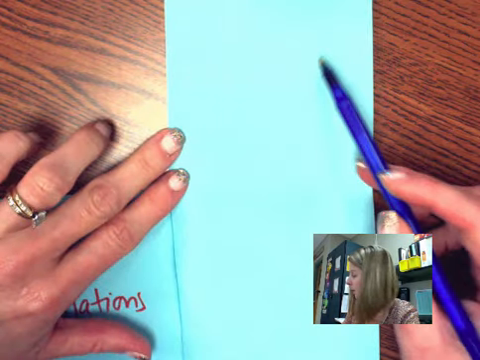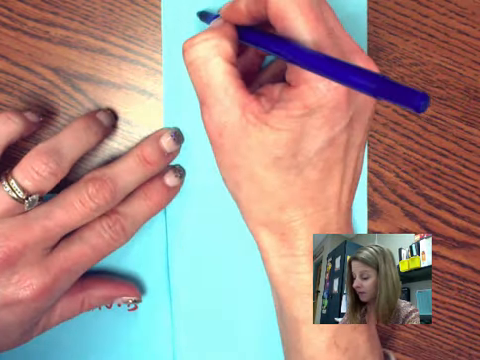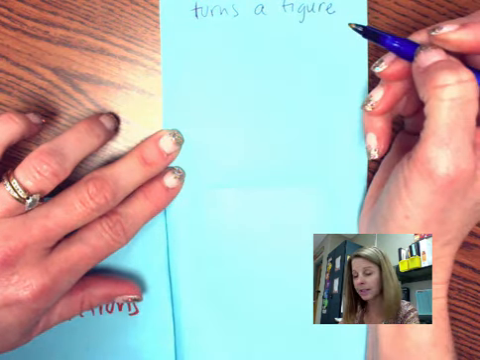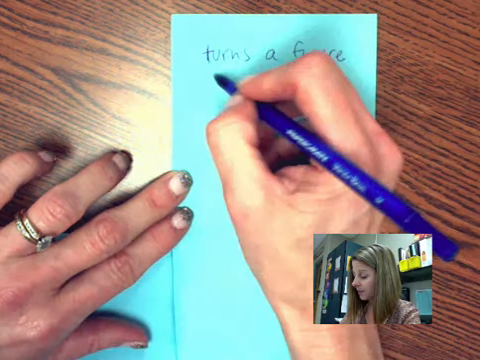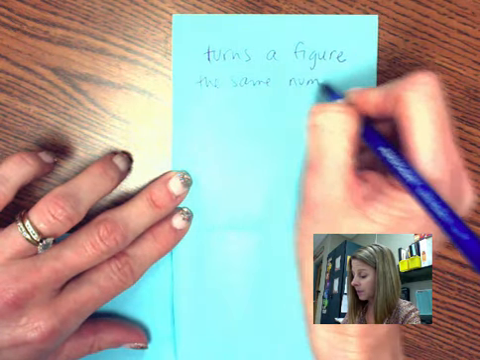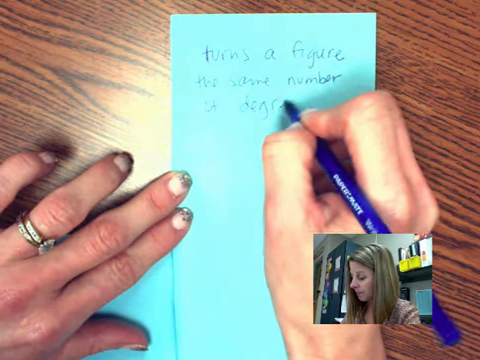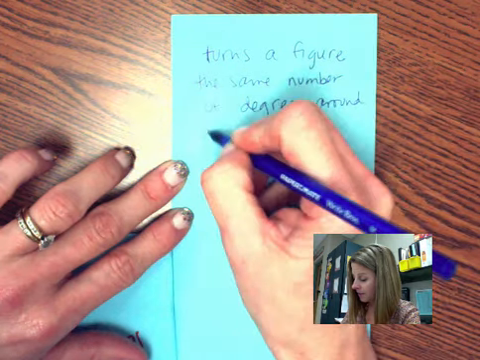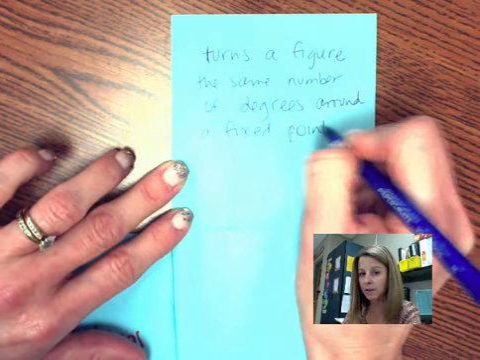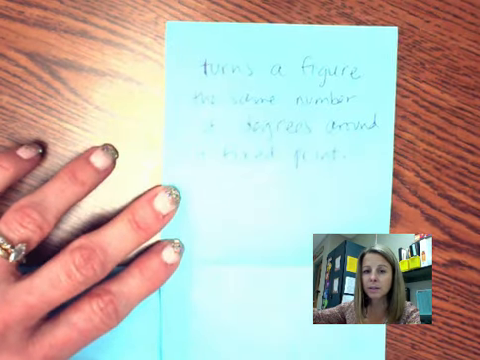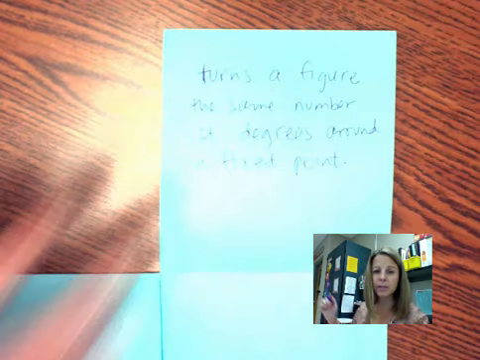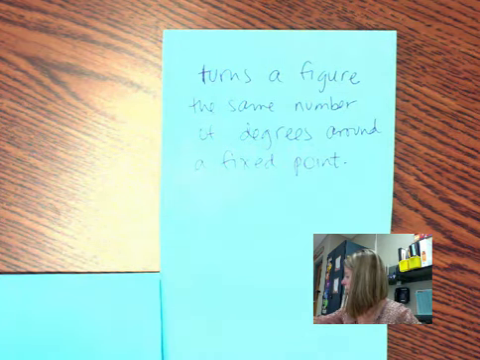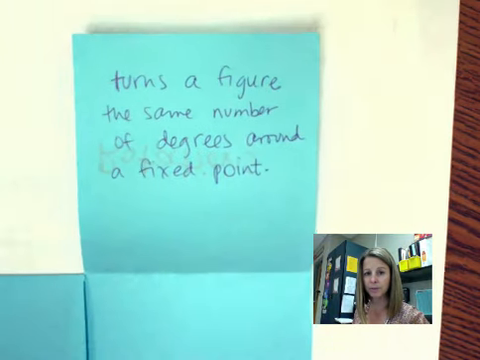So our brief definition here would be: a rotation turns a figure the same number of degrees around a fixed point. Zoom in a little. It's kind of a glare on that. A rotation turns a figure the same number of degrees around a fixed point. Let me put a piece of paper behind here, see if that'll make it a little bit better. There we go, that shows that better.